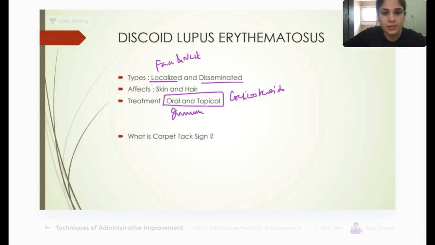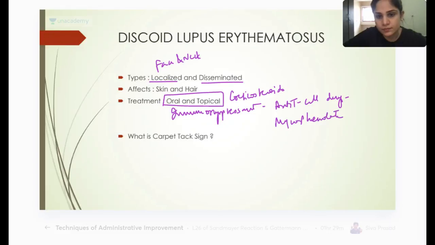What are the immunosuppressants that you will give? You have to give very specific anti-T cell drugs. So anyone, what are the anti-T cell drugs for this? One is mycophenolate mofetil and the second one is methotrexate. Okay.